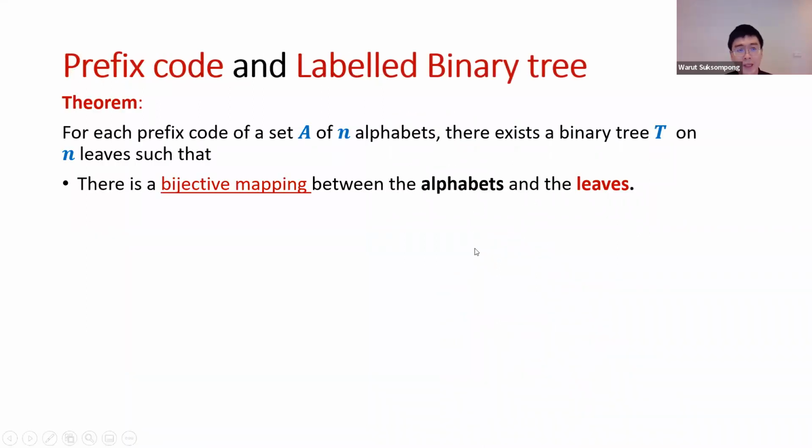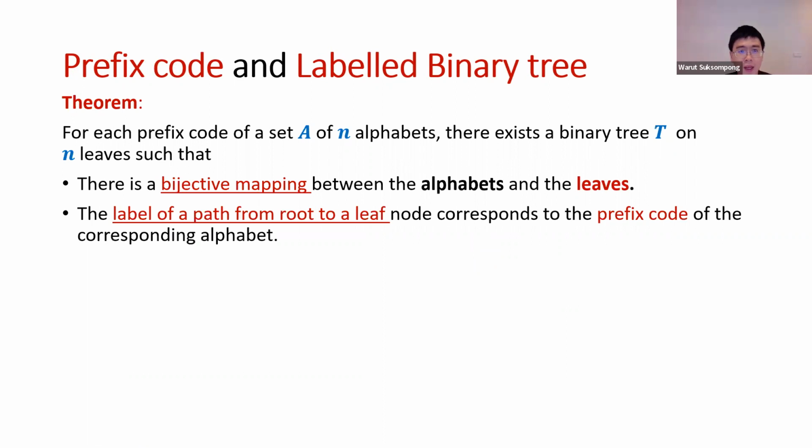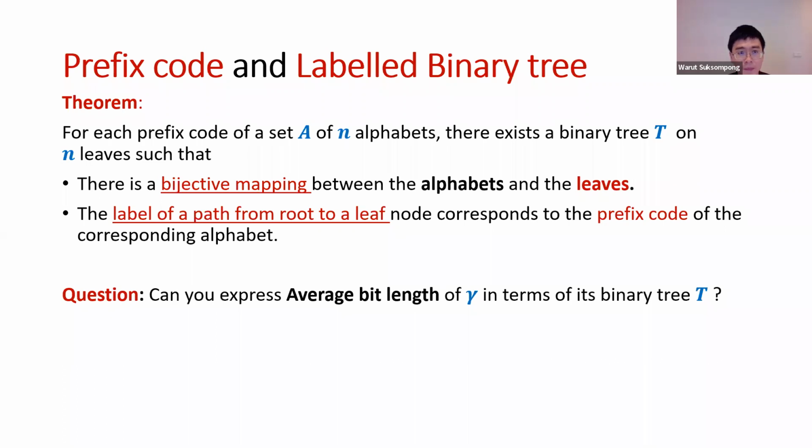And you can also make this relation formal, right? For each prefix code of an alphabet, we also have a binary tree and leaves, such that there's a bijective mapping, right? A 1-to-1 and onto mapping between the alphabet and the leaves. And the label of a path from root to leaf corresponds to the prefix code of the corresponding alphabet. So this is essentially what's going on in the previous slide.